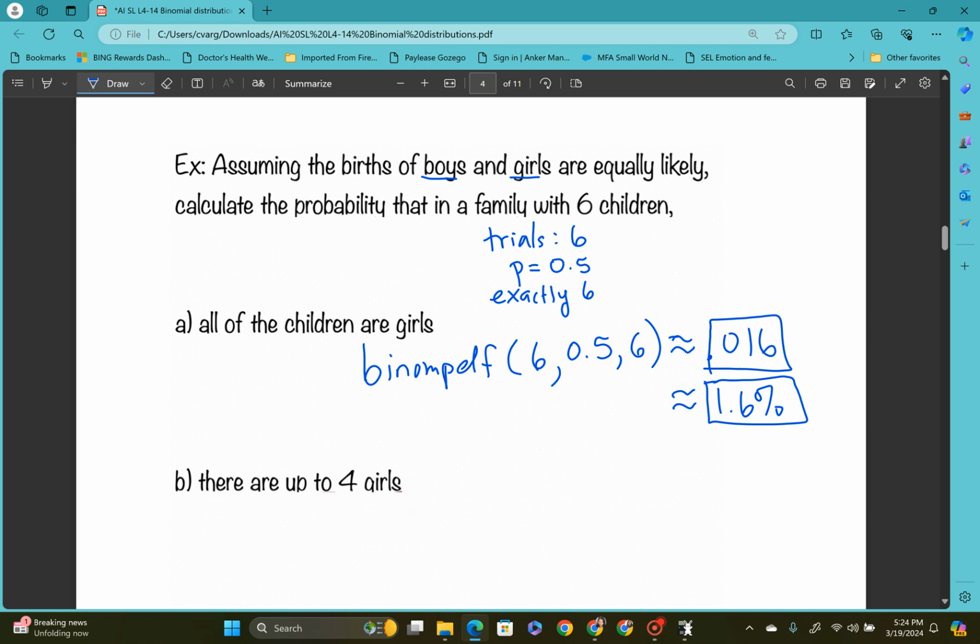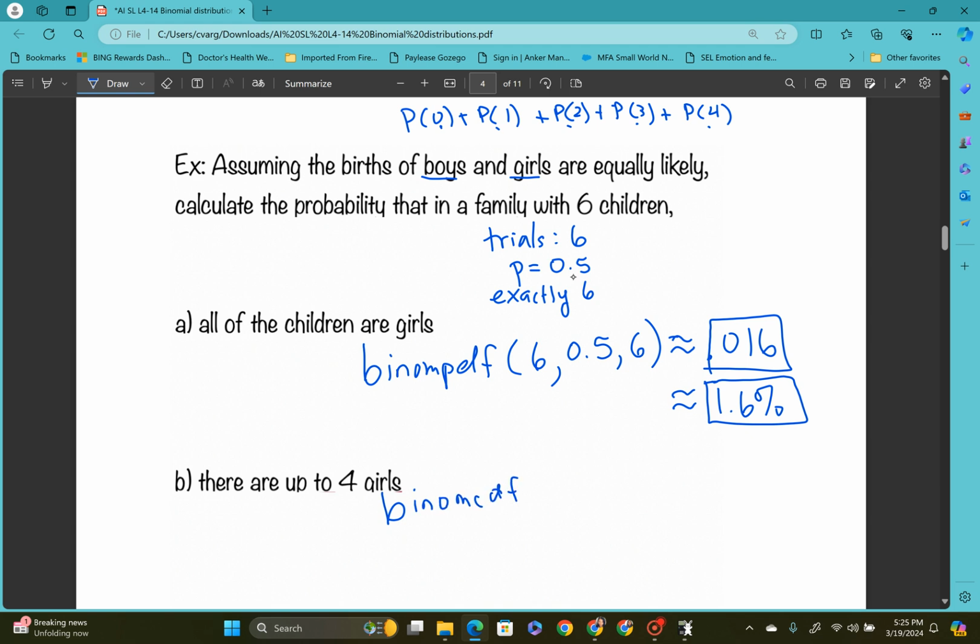All right. So next, we have same family, 6 children. There are up to 4 girls. So let's talk about what that means. So probability of 0 plus probability of 1 plus probability of 2 plus probability of 3, plus the probability of 4. So up to 4 girls, that's what we're looking for. Like I said, you could do binom PDF 5 times and then add them all up. But the easier way is to use binom CDF.